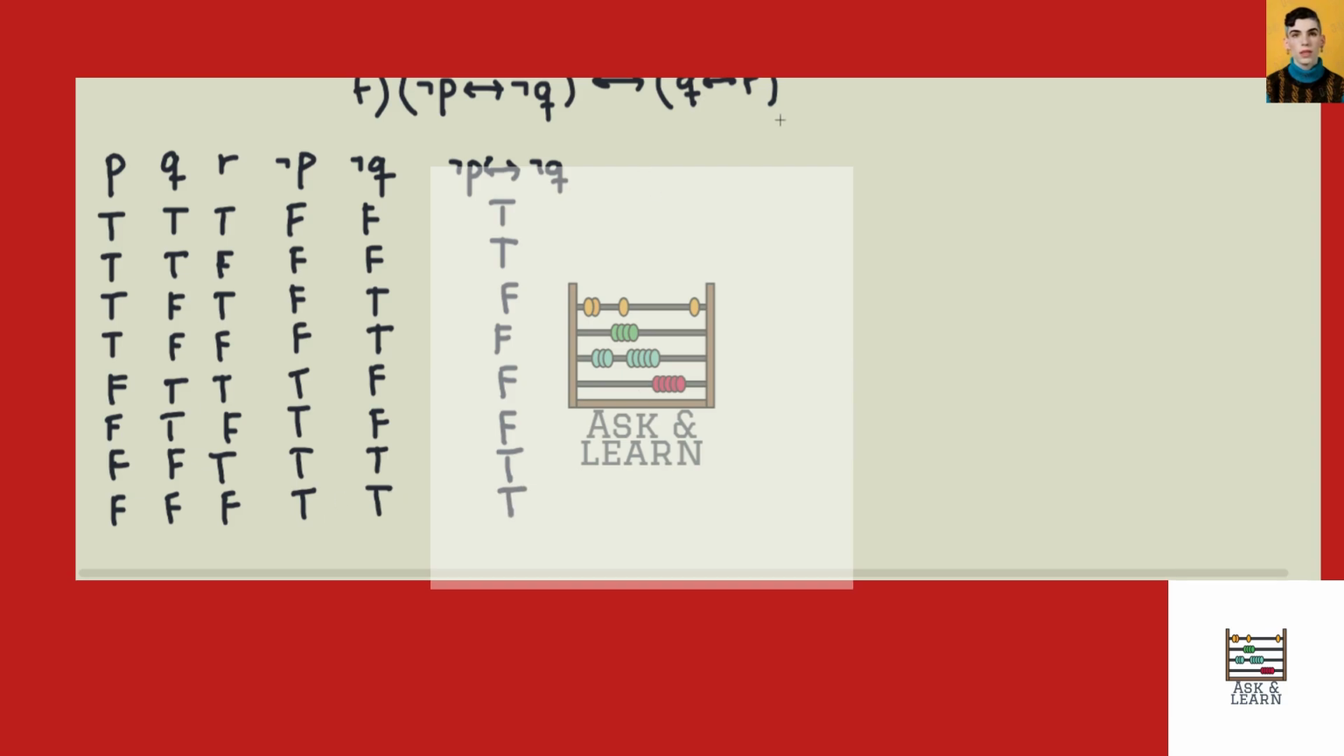Now we'll write down the second compound proposition. So Q, biconditional statement, R. Now we're looking at the second column and the third column. So true, true is true. True, false is false. False, true is false. False, false is true. True, true is true. True, false is false. False, true is false. And false, false is true.